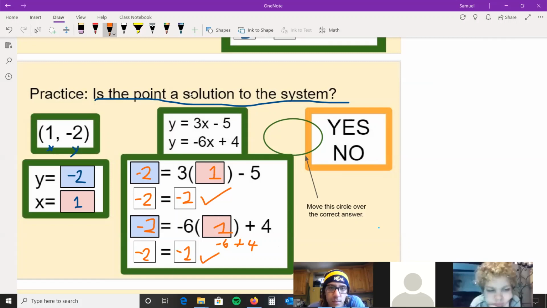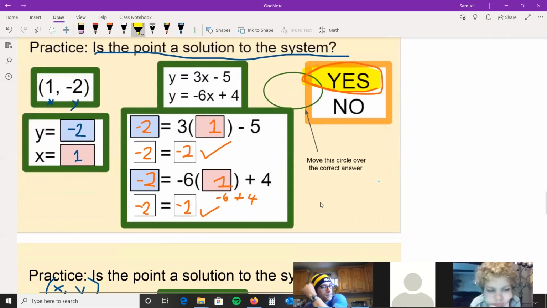So did this work for both of them? Yes. So is this point a solution to the system? Yes. If either of these did not work out, like if the top one said -2 equals 5 or -2 equals -7, that wouldn't be a true statement. So it would not be a solution. Okay, it has to work for both. All right, excellent.